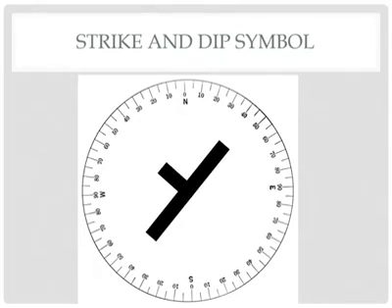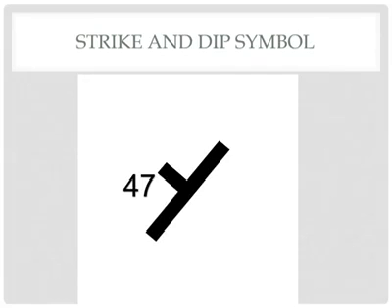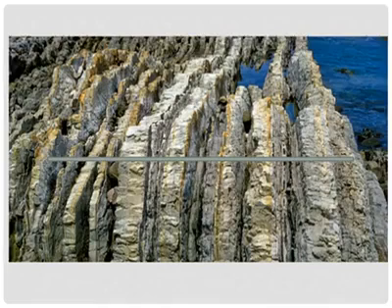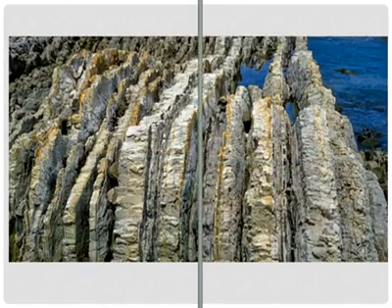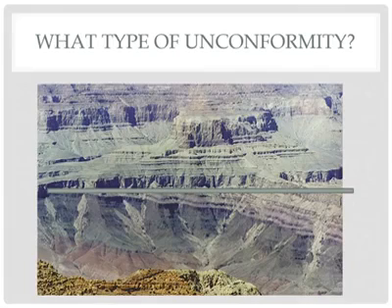Now, it was dipping at about 47 degrees. So what we're going to do is right next to that, we're going to put a little 47 there. Take away our protractor. There is the strike and dip symbol that would go on the map. And this right here describes all of what those rocks were doing. So it's a beautiful little symbol. Now, sometimes the rocks are dipping much more steeply. In this case, these rocks are actually almost vertical.